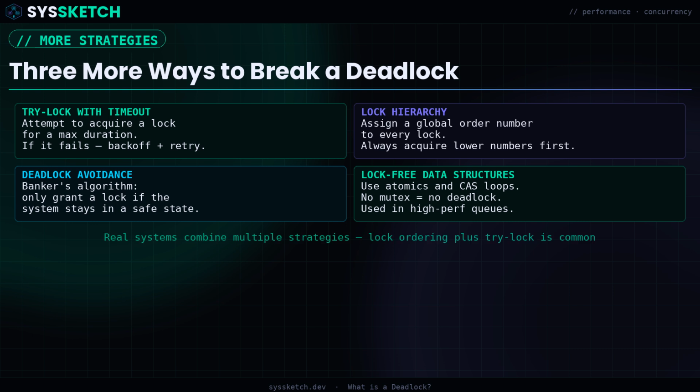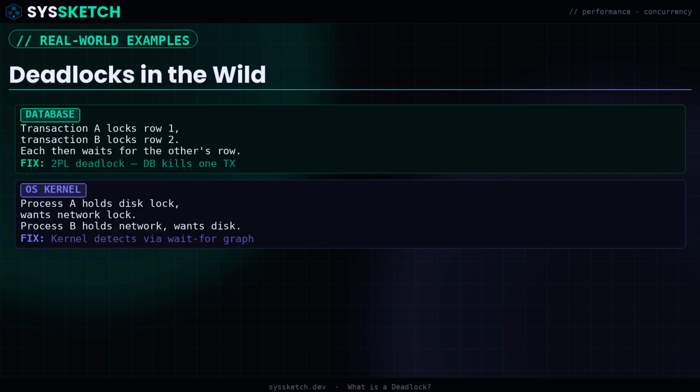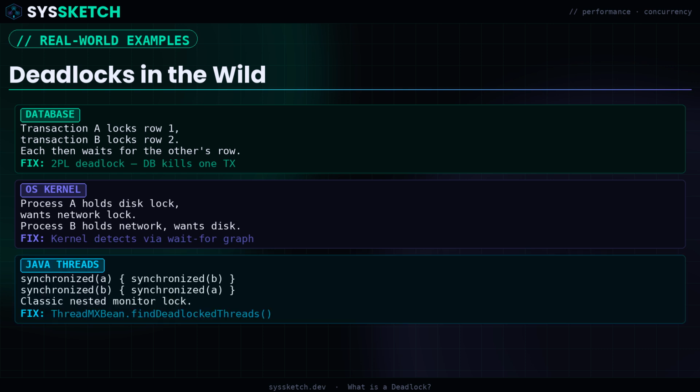Deadlocks appear in every layer of real systems. In databases, transaction A locks row 1 and transaction B locks row 2, then each tries to lock the other's row. Postgres detects this via its 2-phase locking system and kills the younger transaction automatically. In the OS kernel, a process holding the disk lock wants the network lock while another process does the reverse. The kernel's scheduler detects this through its internal wait-for graph.